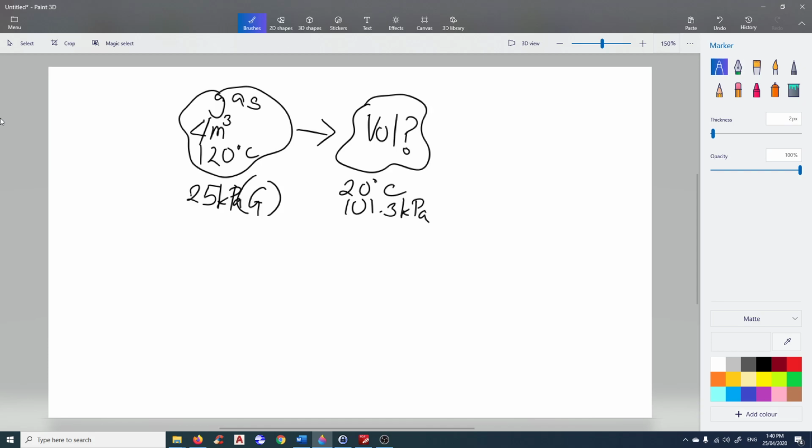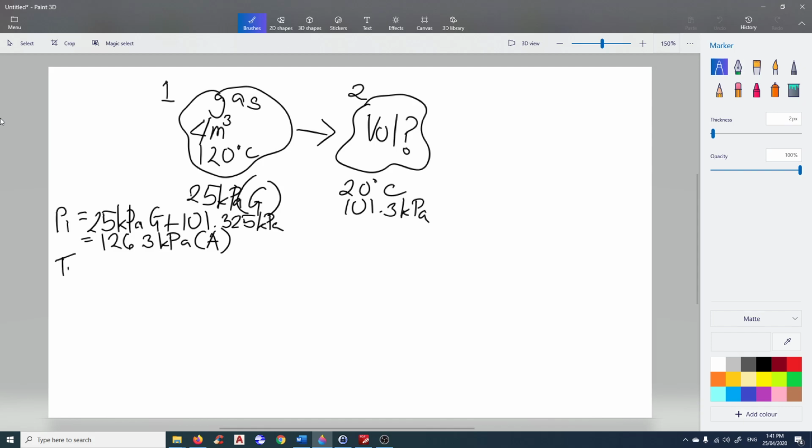Now, first thing first, remember we have to convert everything to absolute. Let's label this as condition number 1 and this as condition number 2. In here you have P1, 25 kPa gauge, so we have to add 101.325 kPa. So 126.3 kPa now is absolute, no longer gauge.